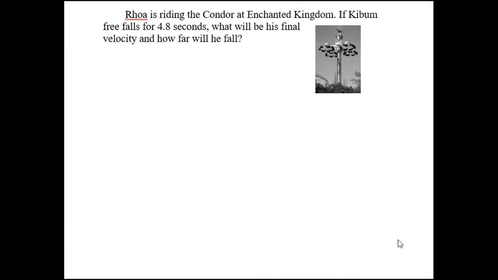Okay, so let's have the next problem. Roa is riding the Condor at Enchanted Kingdom. If he freely falls for 4.8 seconds, what will be his final velocity and how far will he fall? So we are looking for two unknowns here. The given is the time, which is 4.8 seconds.